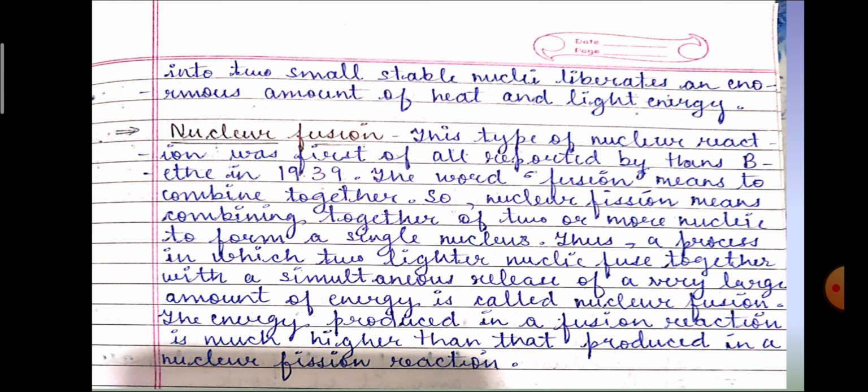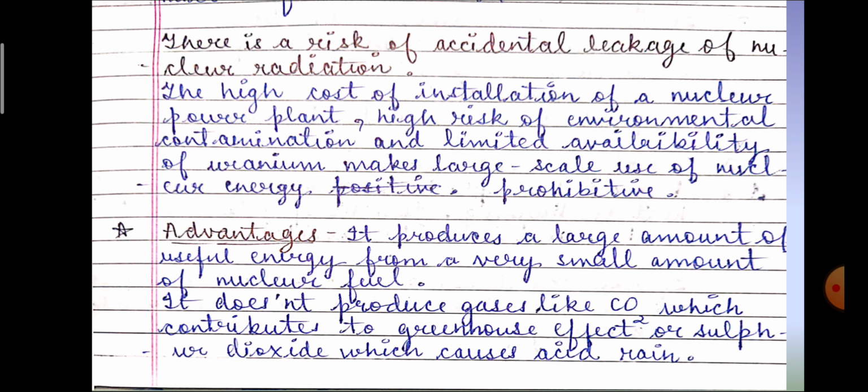There is a risk of accidental leakage of nuclear radiation. The high cost of installation of a nuclear power plant, high risk of environmental contamination, and limited availability of uranium make large-scale use of nuclear energy difficult, because all these things are very hard to manage. What is the advantage?